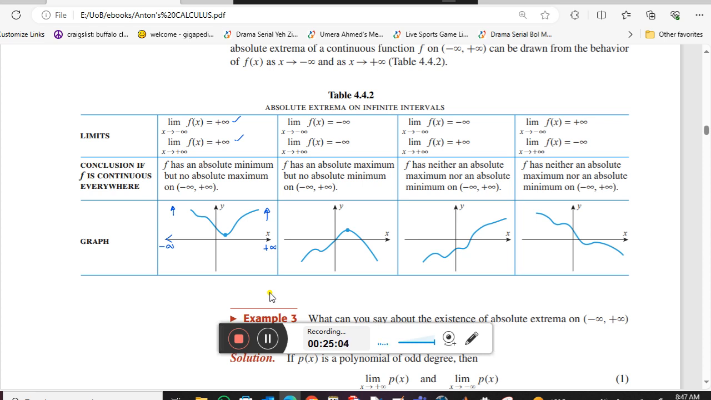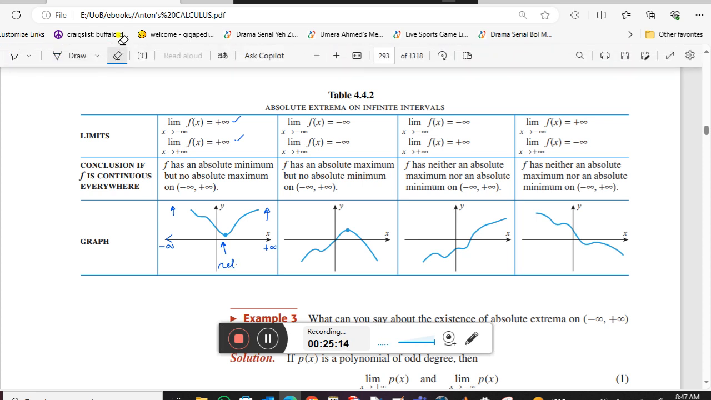But in the middle, you may have a minimum value, right? So you may have a minimum value. So relative minima, absolute minima will be there. Okay, no maxima. You see, f has an absolute minimum but no maximum. So no absolute maxima, but there is a minima. So I can make this here.